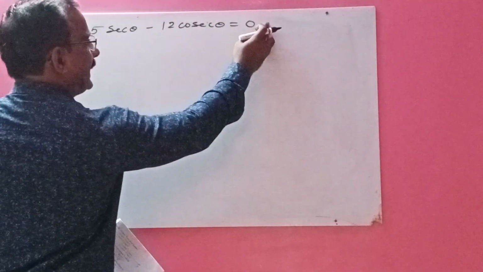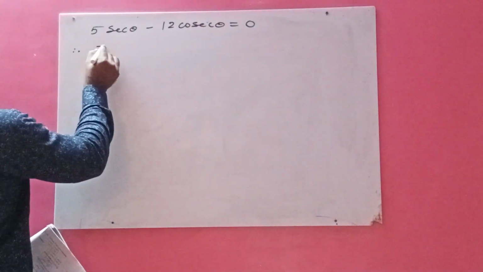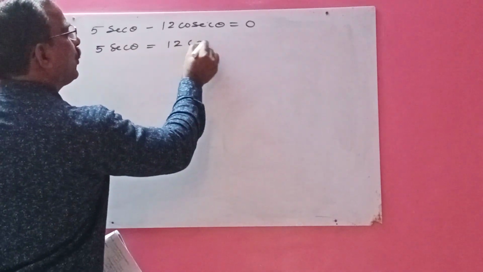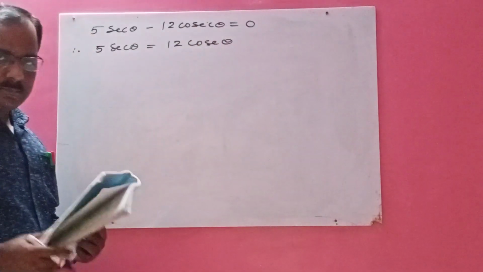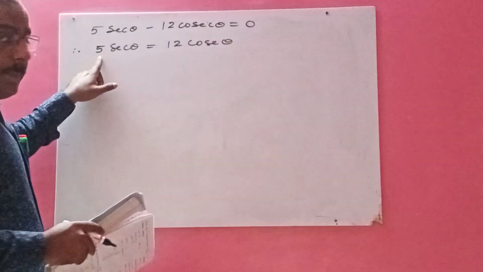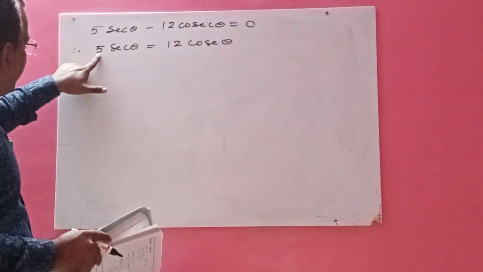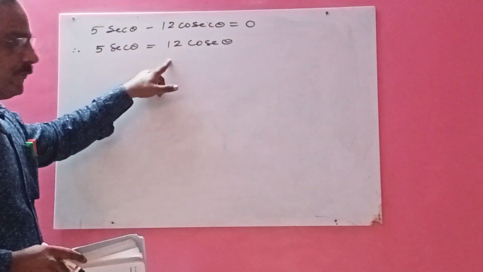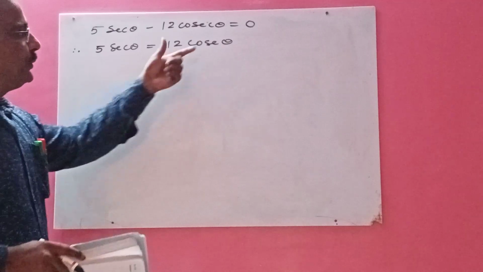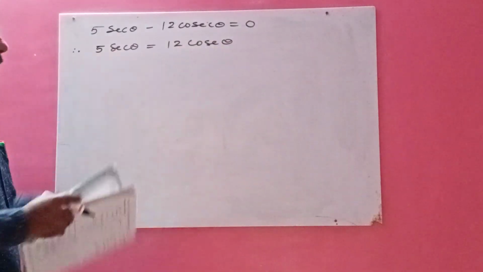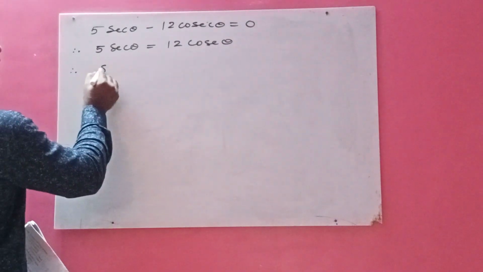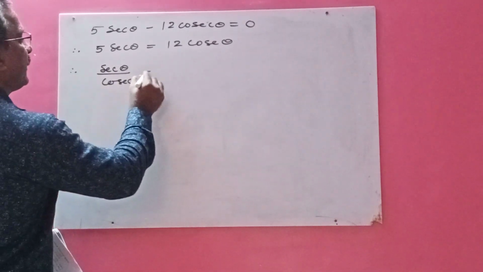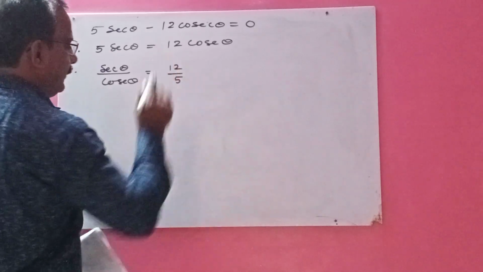Transfer this one to this side, so it becomes plus. Therefore, 5 sec theta is equal to 12 cosec theta. Got it, children? Now, apply alternendo, means transfer 5 to this side. If you transfer 5 here, it becomes 12 upon 5, and simultaneously you should take cosec theta to this side. So what will happen here? Therefore, sec theta divided by cosec theta is equal to 12 upon 5.